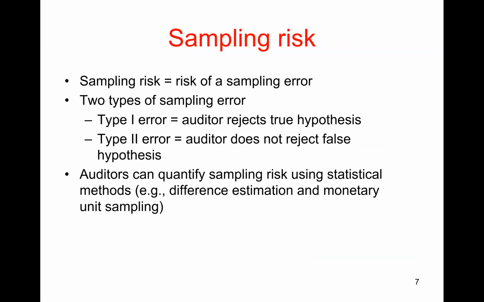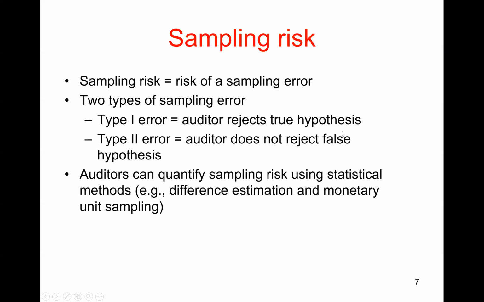Okay, so what we're going to do in the remainder of the class is just assume that the auditor is competent and not making any mistakes. So we're just going to focus on these sampling errors. The risk of a sampling error occurring is known as sampling risk. Now, there are two types of sampling error. One is where the auditor rejects a true hypothesis. This is known as a type 1 error. And the second type of sampling error is a type 2 error. This is where the auditor does not reject a false hypothesis.